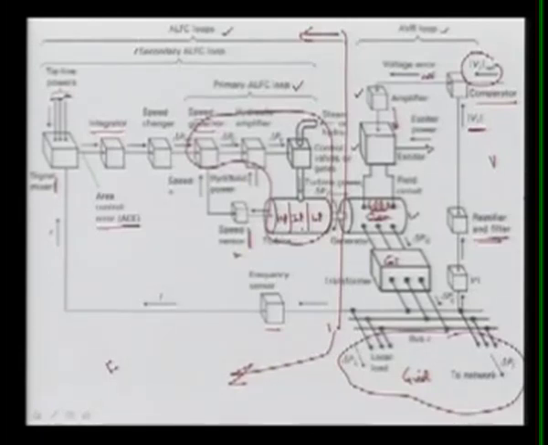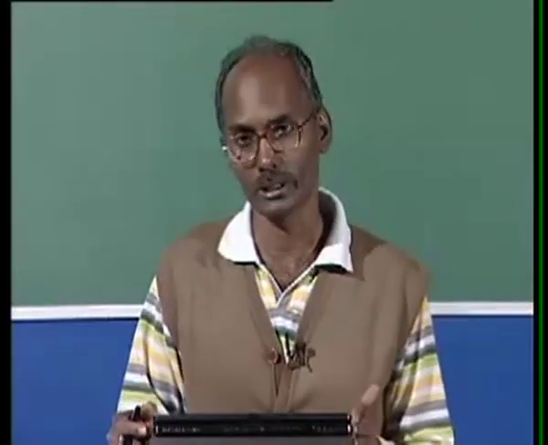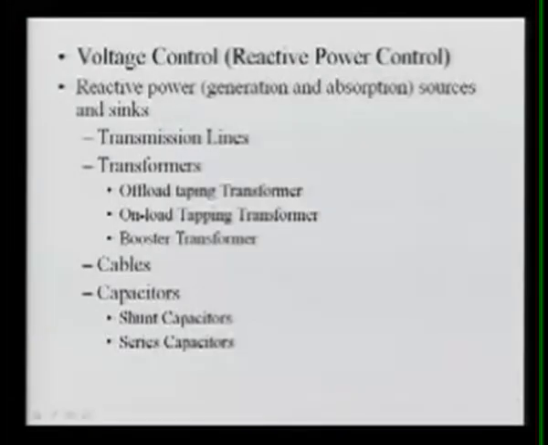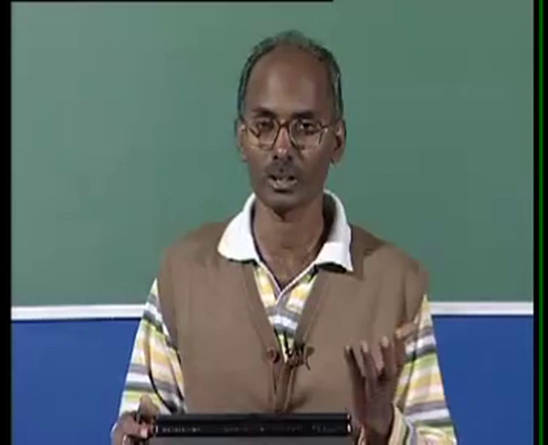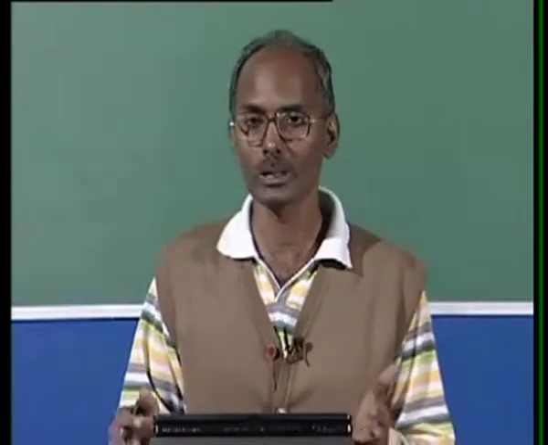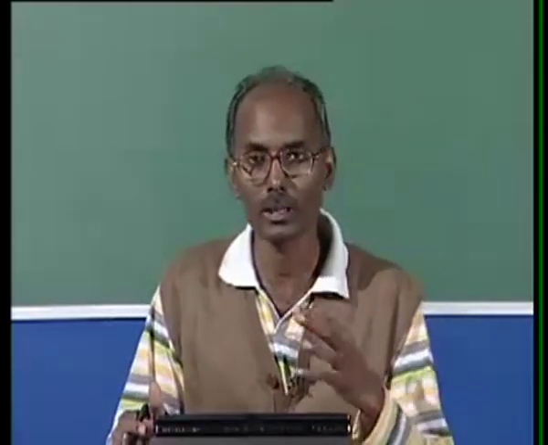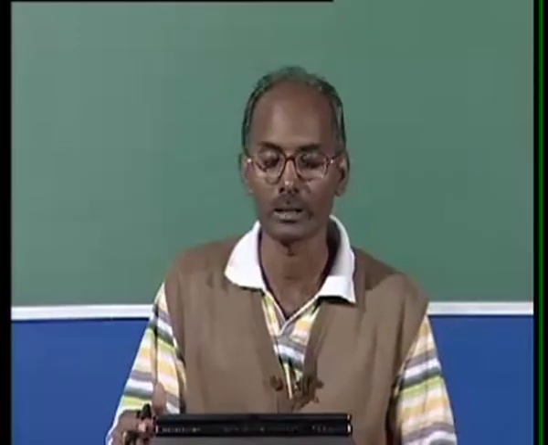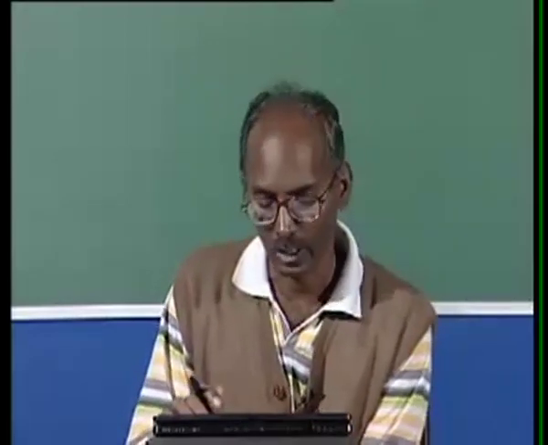We will see there are other devices in the system. They are also trying, they can control your reactive power and thereby the voltages. To see that, let us see what are the various generation and absorption sources of reactive power in your complete electric power system. Once again I want to repeat that the electric power system consists of your generators, transmission lines, and the distribution systems. So who is going to generate reactive power, and which elements are consuming reactive power, that we are going to analyze here. Then we will come to the sources and describe them accordingly.